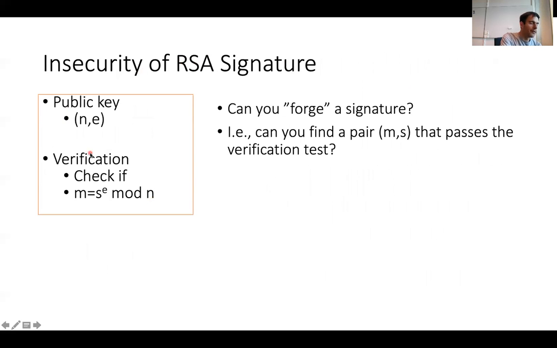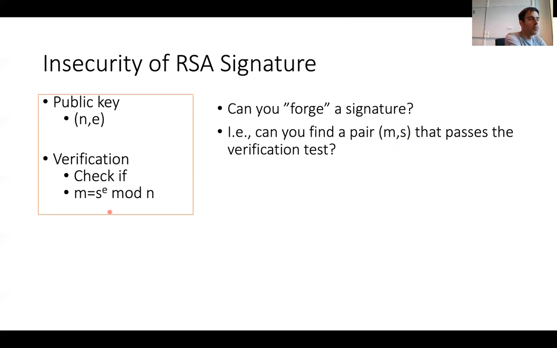Here in the box, just to recall, the public key is N and E. This is what the adversary is given; the adversary knows the public key. The verification algorithm, which of course anyone can run, including the adversary having the public key, is: take S, raise it to the E, take modulo N, and check whether this is equal to M or not. So now think about the following question. Can you find a way to forge a signature? What does it mean? Given the public key, can you find a pair M, S such that M and S pass the verification test?